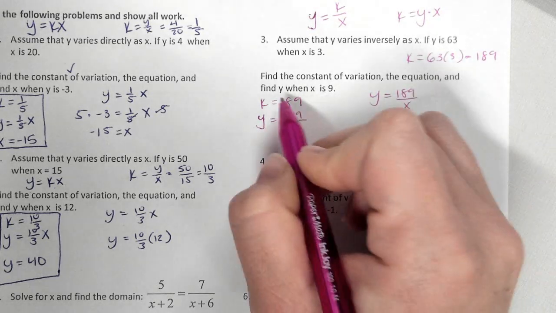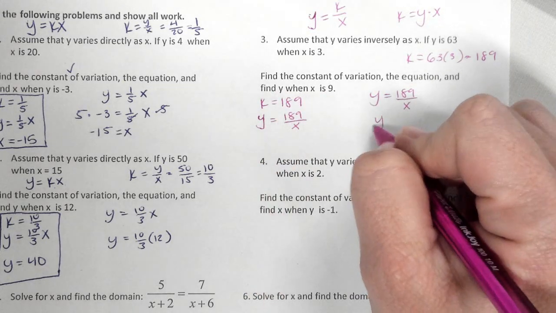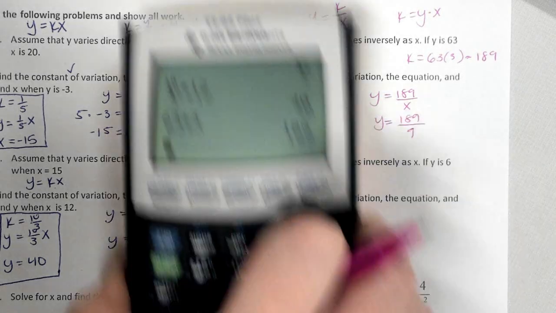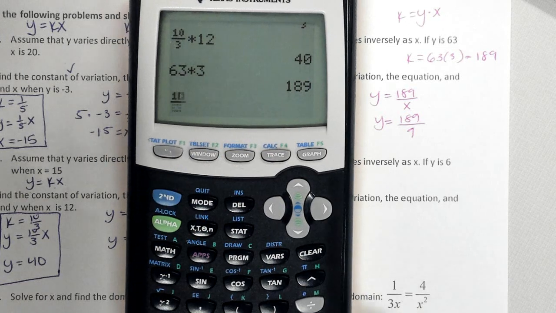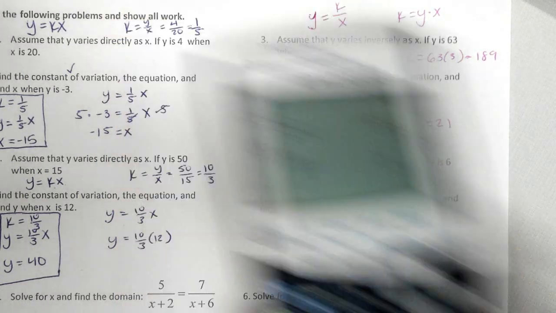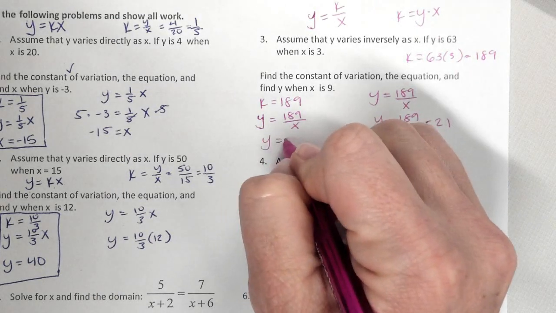And it says find y when x is 9. And if I type that in my calculator, I get 21. So y equals 21.